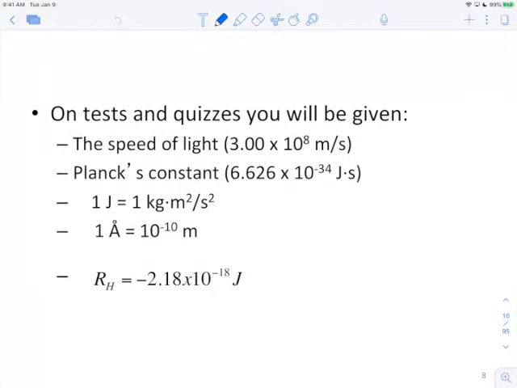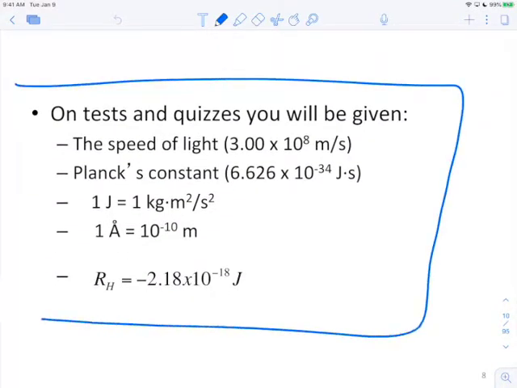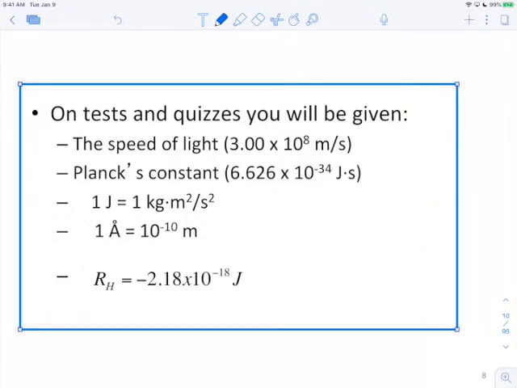So here's a note about what you're going to be given on tests and quizzes. You're going to be given the speed of light, Planck's constant. You will be given the relationship between joules and kilograms times meter squared per second squared. You never need that relationship, but you might want it just to help remind you that whenever mass is going into an equation with joules, your mass has to be in kilograms.